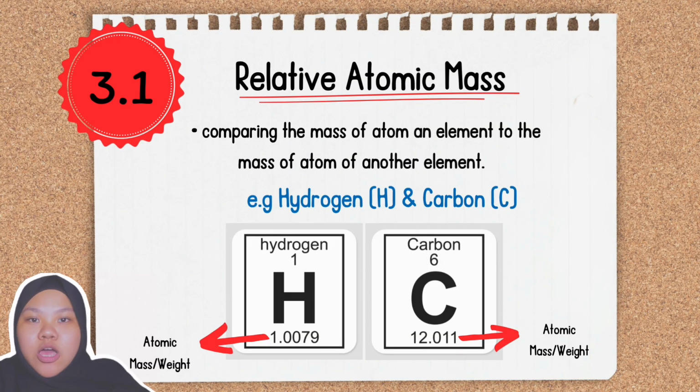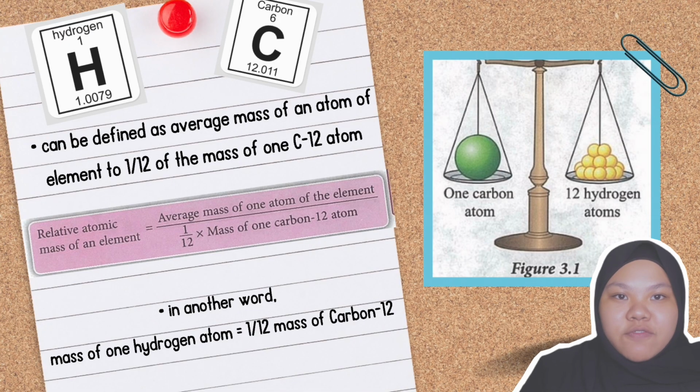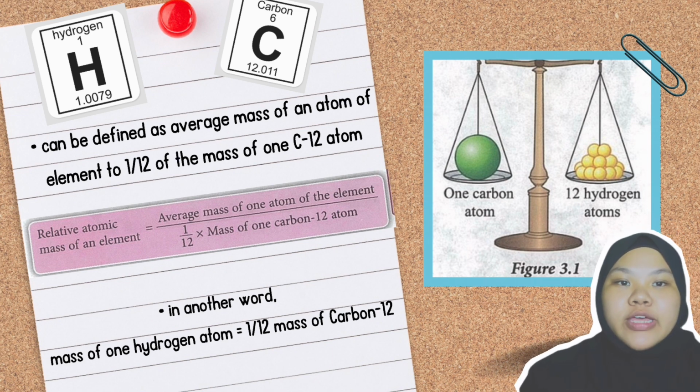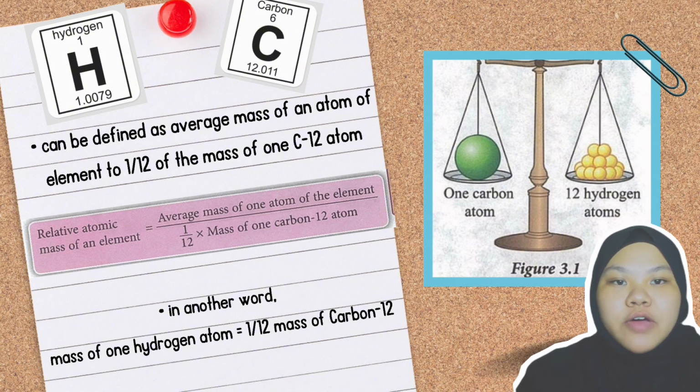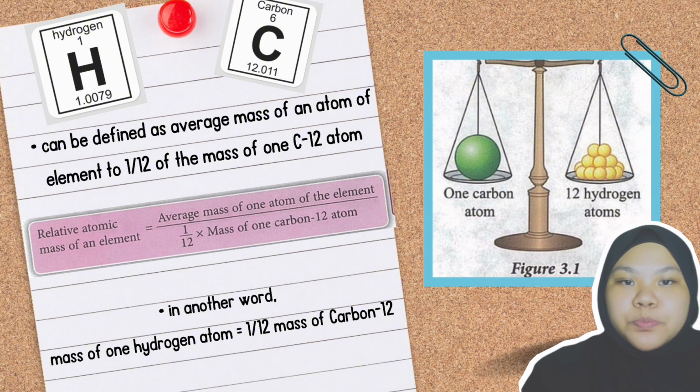Relative atomic mass, or RAM, is a concept of comparing the mass of an atom of one element to the mass of an atom of another element. For example, hydrogen and oxygen have 1 and 16 atomic mass respectively. RAM can also be defined as the average mass of an atom of an element to 1/12 of the mass of one carbon-12 atom. Carbon-12 atom is well known as the standard atom after chemists found that using the hydrogen atom encountered various problems.